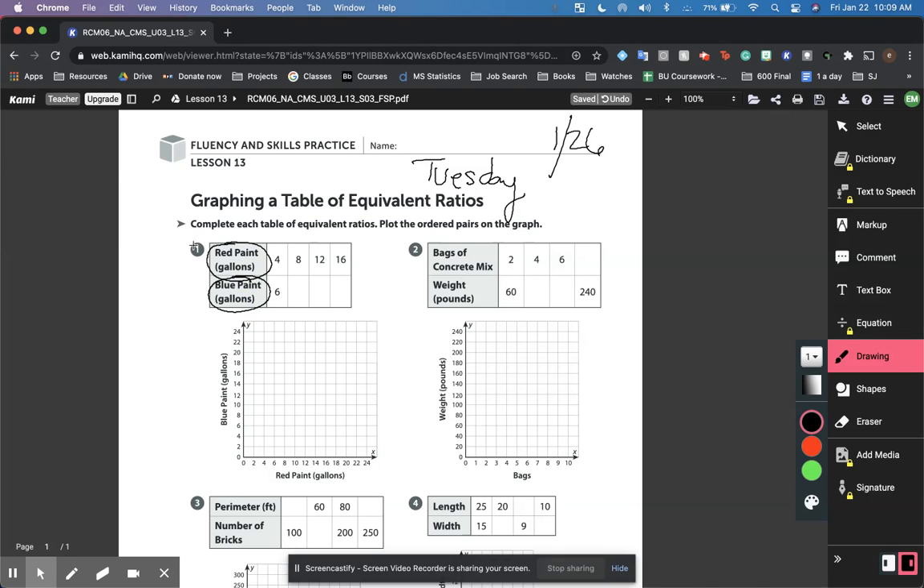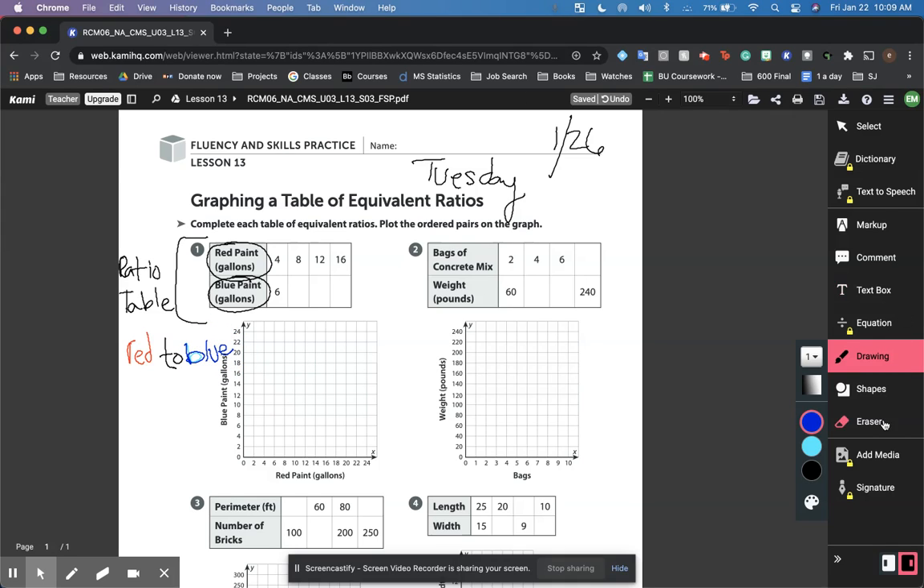This table is setting up our ratios, right? This is called a ratio table. This table is setting up our ratios of red paint to blue paint. So already some important ratio language, right? Here we're talking about red paint to blue paint. Let me get a darker blue. Red paint to blue paint.